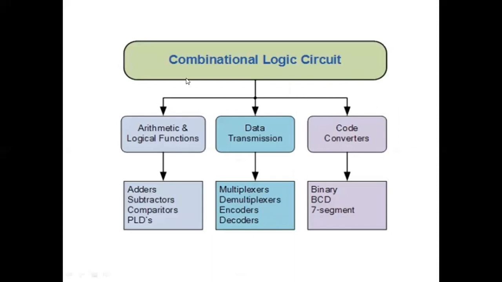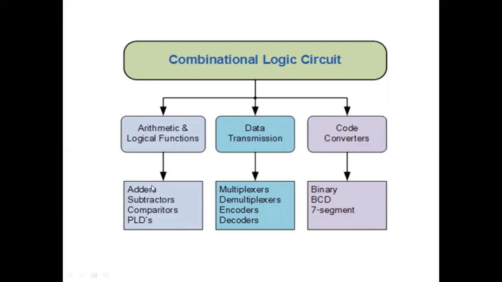What are the examples for the combinational logic circuit? We have adders, subtractors, comparators, PLDs. What is PLD? Programmable logic device. Now, multiplexers, demultiplexers, encoders, decoders. Next, binary, BCD, 7-segment code converters. So all these are the several examples for the combinational logic circuits.